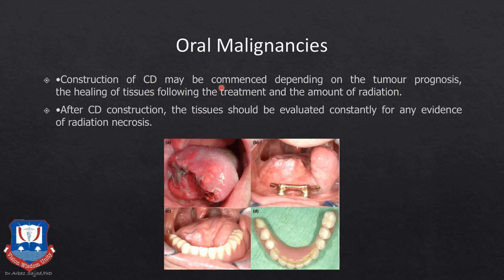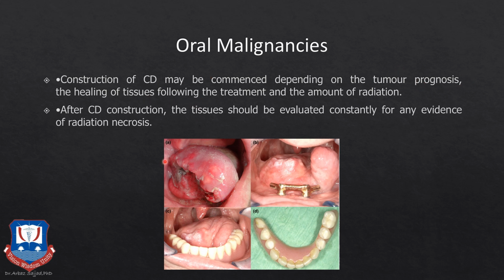Now, construction of a complete denture may be commenced depending on the tumor prognosis. That is, if the patient has a pre-existing oral condition or oral malignancy, these need to be treated before the fabrication of the complete denture.